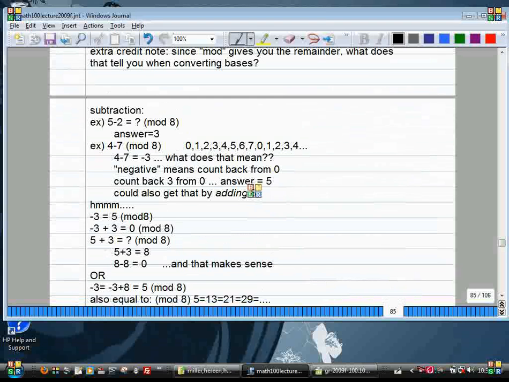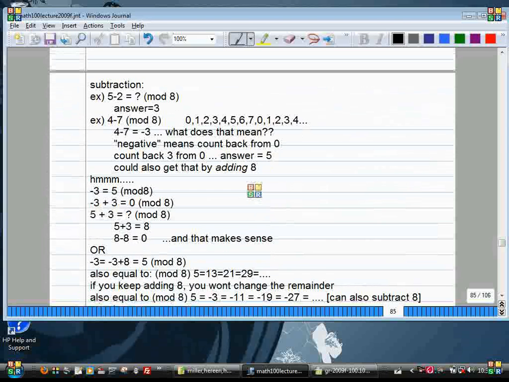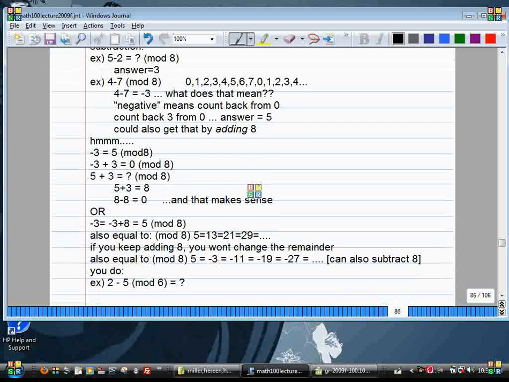But we can also go the other way. 5 is the same as negative 3, is the same as negative 11, is the same as negative 19, is the same as negative 27, etc., etc. So now we have a way of understanding negative integers and negative numbers in mod arithmetic. So why don't you guys do this one?